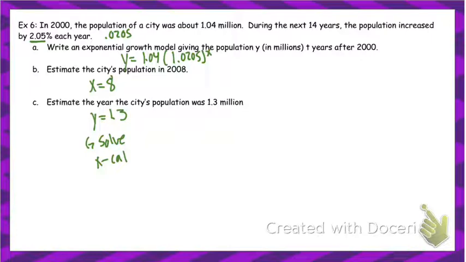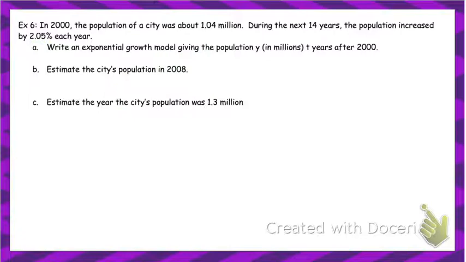So whichever method I decide to use, on the first one, I should end up with 1.22 million. On the last one, I'm going to end up with about 11 years after. And 11 years after would be the year 2011.